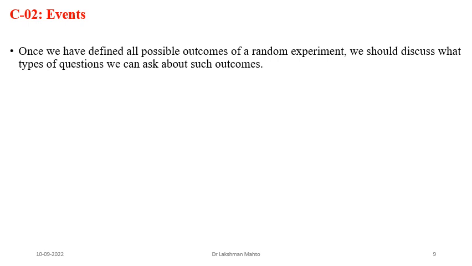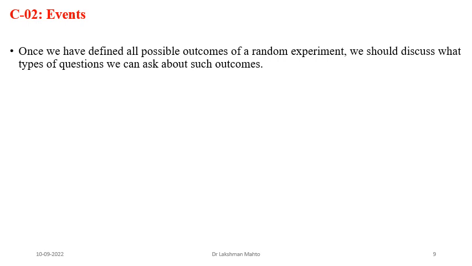Once we have defined all possible outcomes of an experiment, we should discuss what type of questions we can ask about such outcomes. So what is leading to the event? The question is leading to the event. What question do you want to ask from that experiment? That question is leading to the event. So how do you identify events? Find out what question is there. That question gives the idea to identify the event.